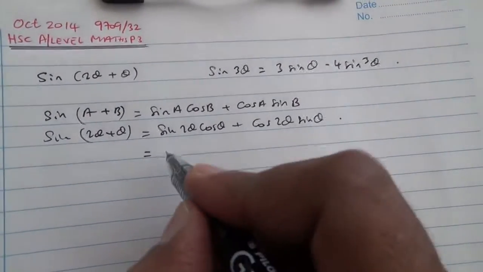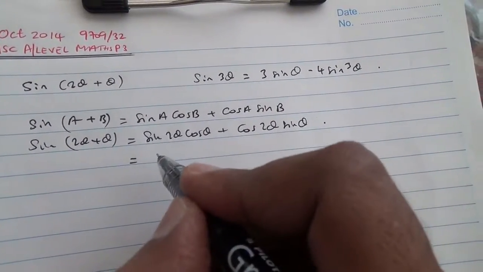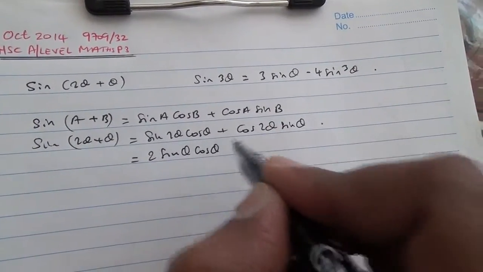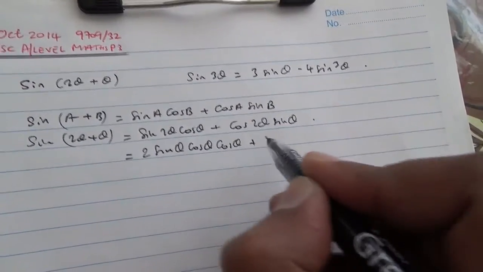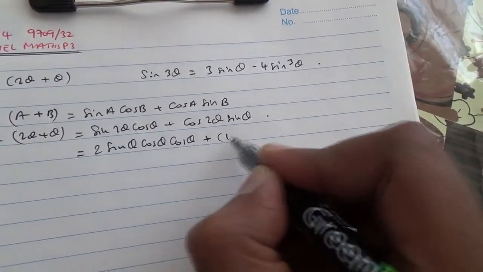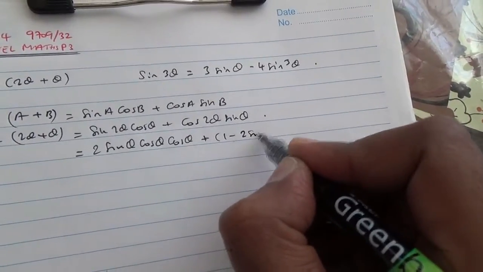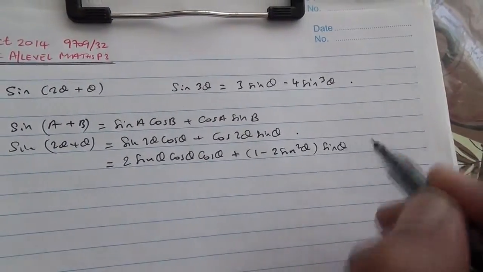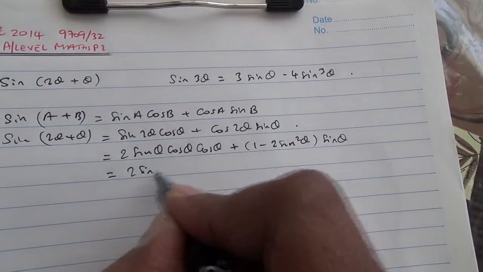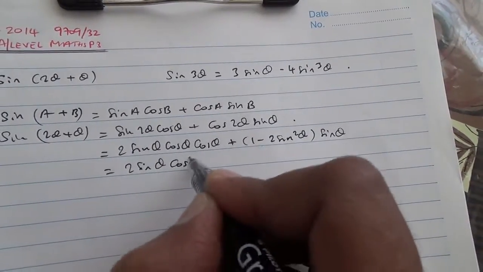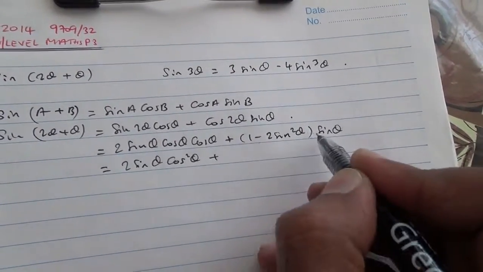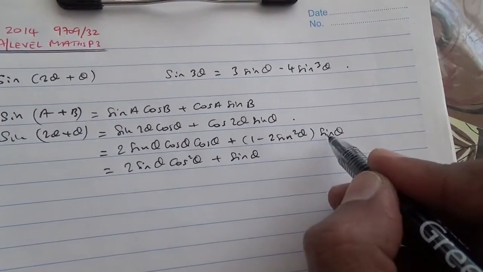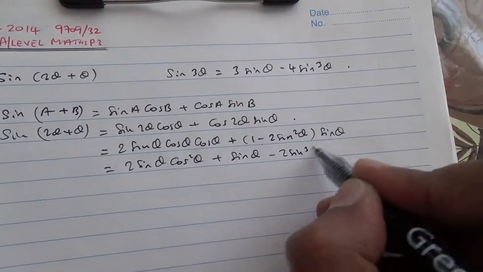I'm sure you should be very familiar with your trigonometrical identities. So that's going to be 2 sine theta cos theta multiplied by cos theta, plus cos 2 theta, which is exactly the same as 1 minus 2 sine squared theta, times sine theta. So 2 sine theta cos theta times cos theta is cos squared theta, plus 1 times sine theta is sine theta, minus 2 sine squared theta times sine theta is minus 2 sine cubed theta.